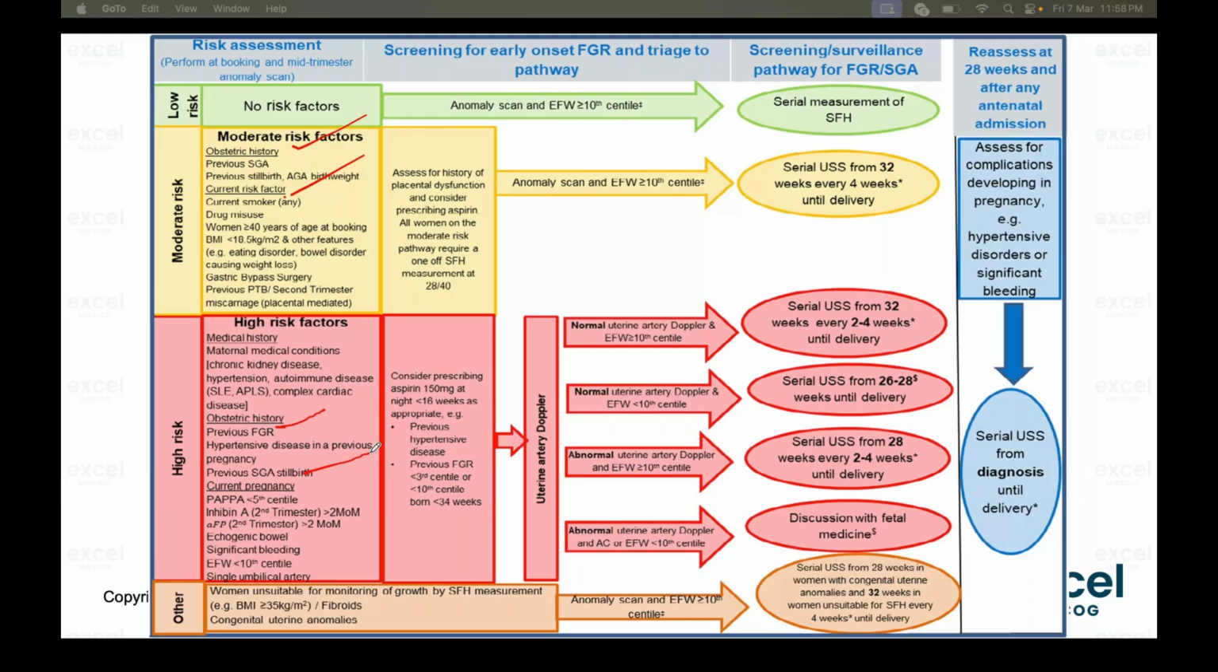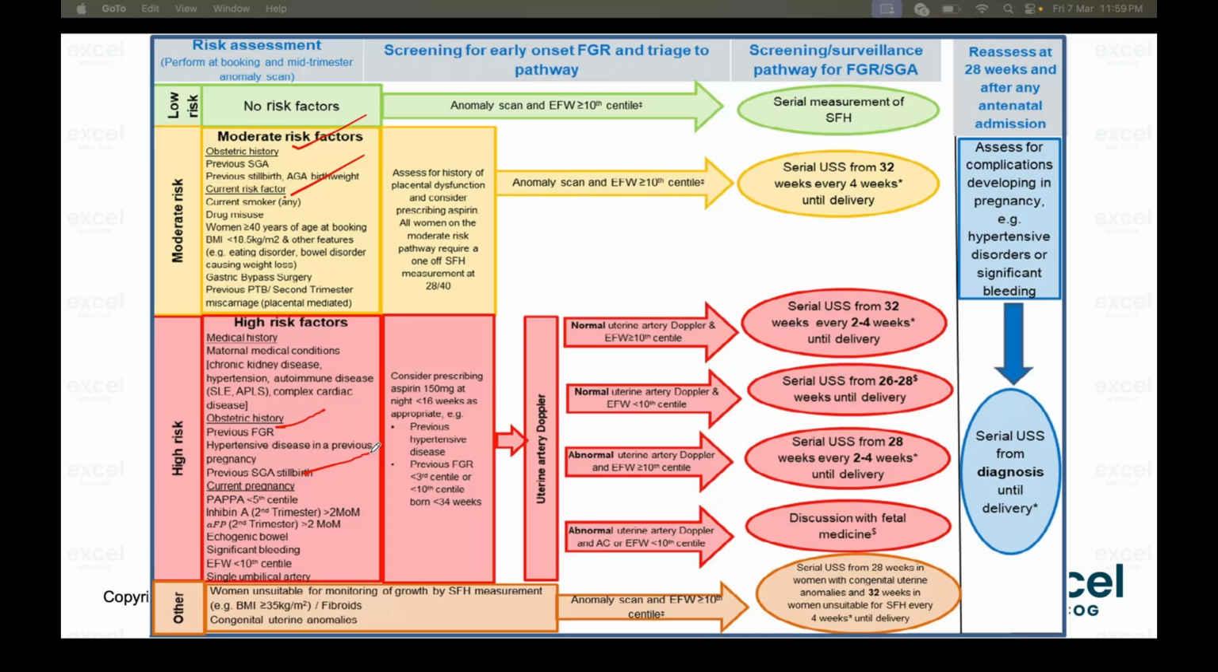What are the high risk factors? High risk factors would be maternal medical problems like chronic kidney disease, hypertension, autoimmune diseases, complex cardiac diseases. These are stations you get in your MRCOG part 3, right? So they are high risk factors. So remember to offer them. What would you offer them for screening? You would offer uterine artery Doppler at the anomaly scan. So all your maternal medicine stations in part 3 would be offered uterine artery Dopplers.